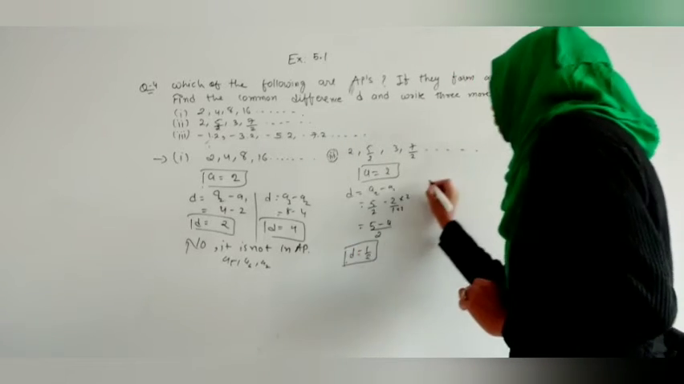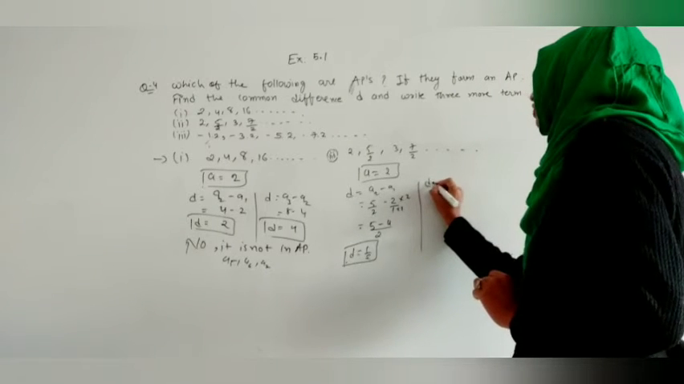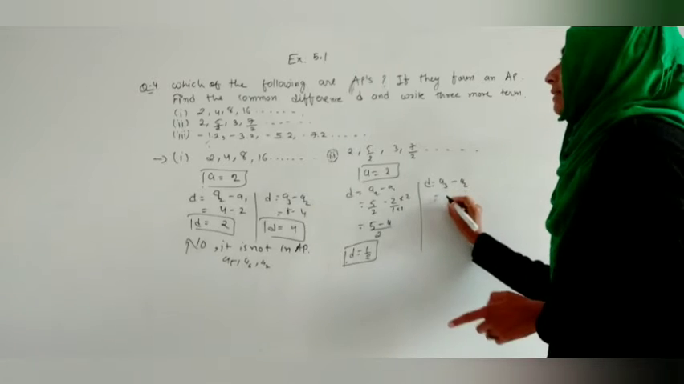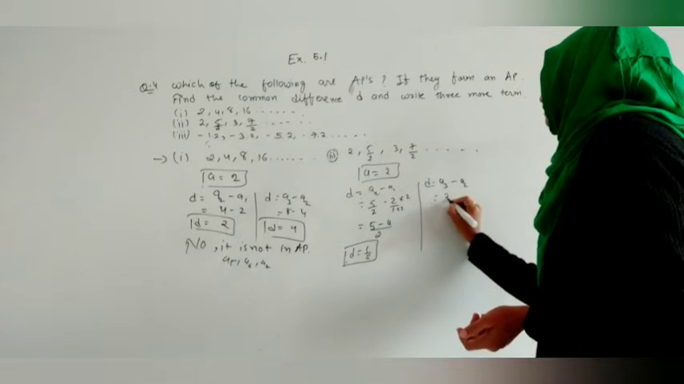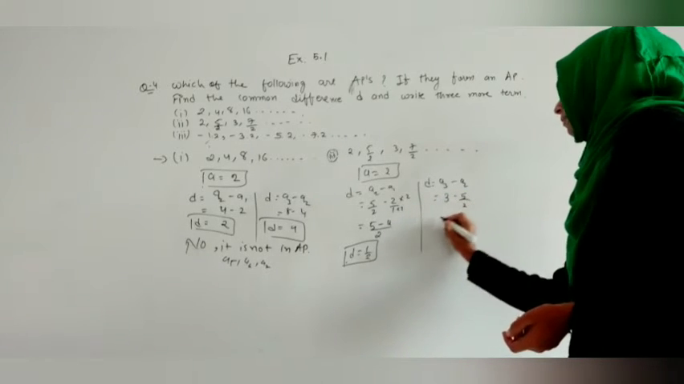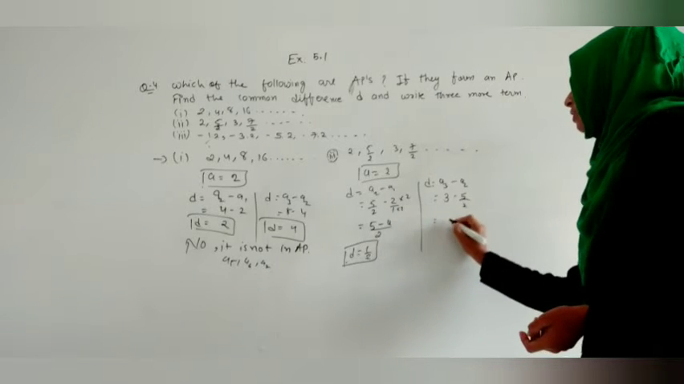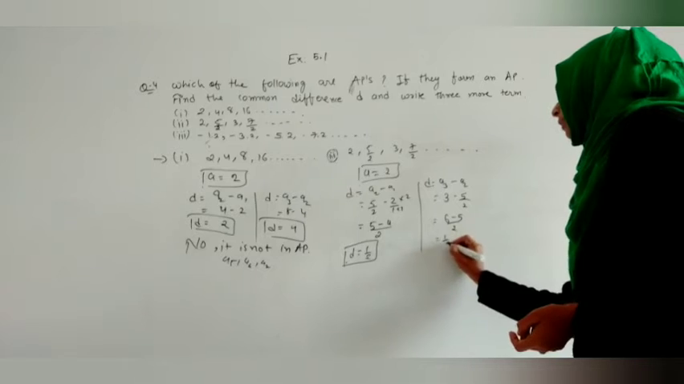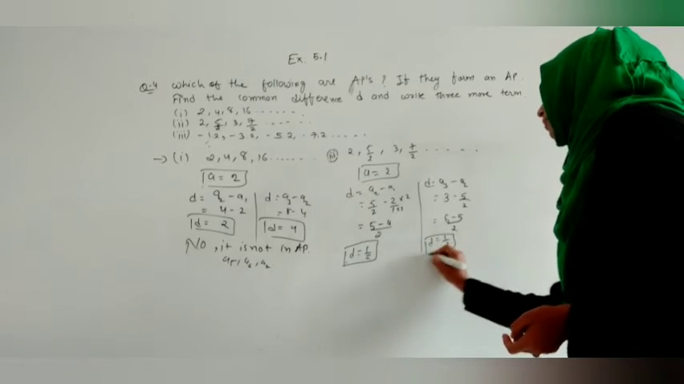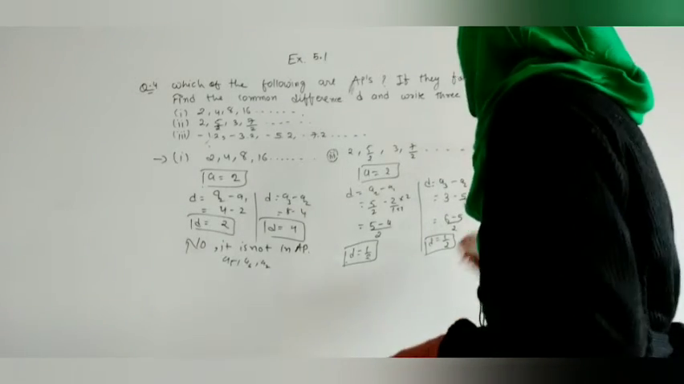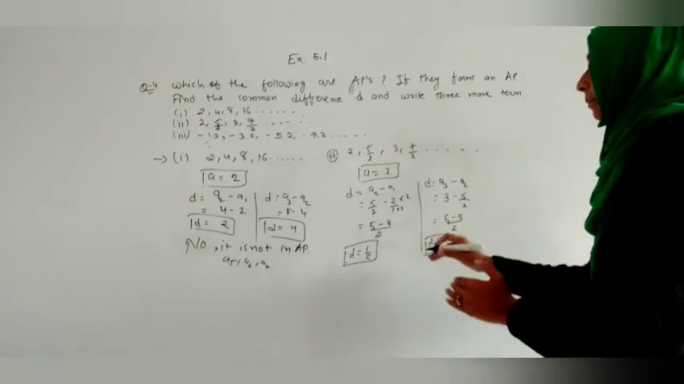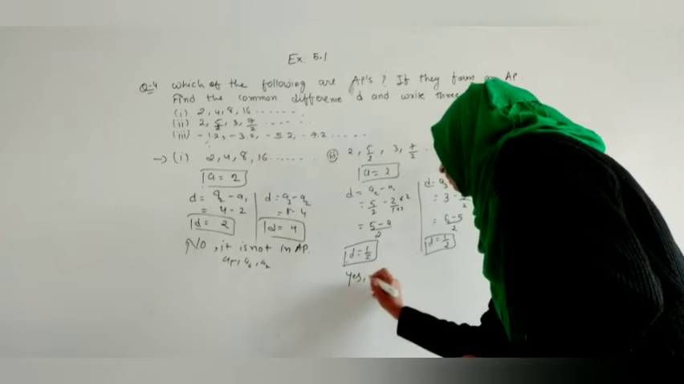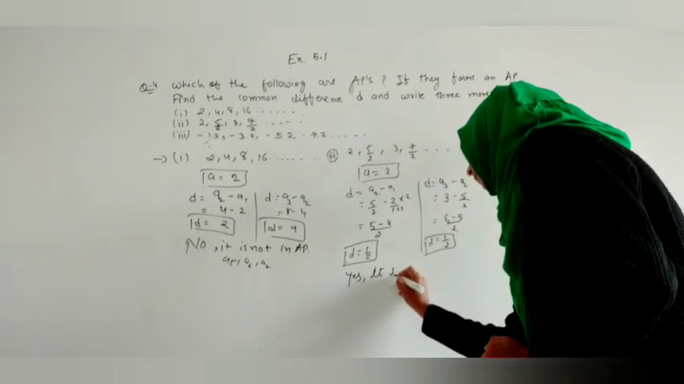But second time also we will find difference. So difference will be A3 minus A2. So what will it be? So let us write what is A3, that is 3 minus 5 by 2. Let us take LCM over here. So it will become 3 2s are 6 minus 5 by 2. So it will become 1 by 2. So difference we got as 1 by 2. Now we know that it is in AP, so here we will write yes, it is in AP.